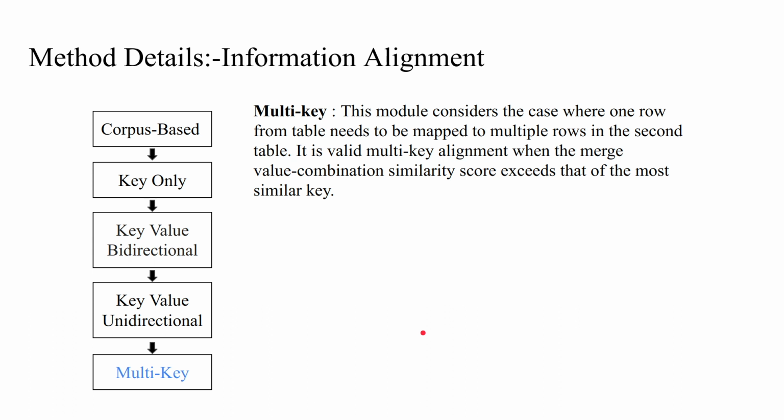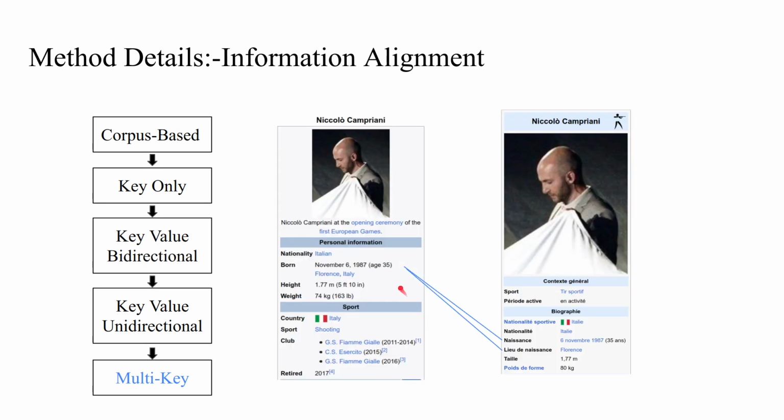Now we move on to the last step, which is the multi-key step. In this step, we aim to align rows where a row in one table may be aligned to more than one row in another table. We do this by saying that if we merge the values and the similarity score of the merged value goes higher than the most similar key, then the rows are aligned. In this case, the born is multiple aligned to birth and birthplace.